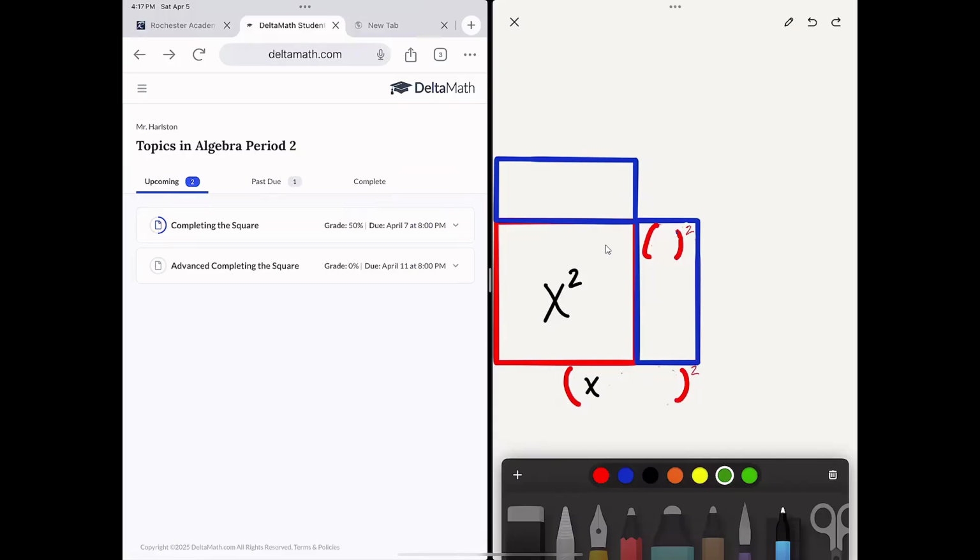Hey, I'm going to do a couple questions from the advanced completing the square assignment that I created. And in fact, what I want to do is show you that this box that I have here is a square with two halves of a rectangle, one on one side, one on top of the square. Basically what I'm trying to show you visually is what completing the square looks like.